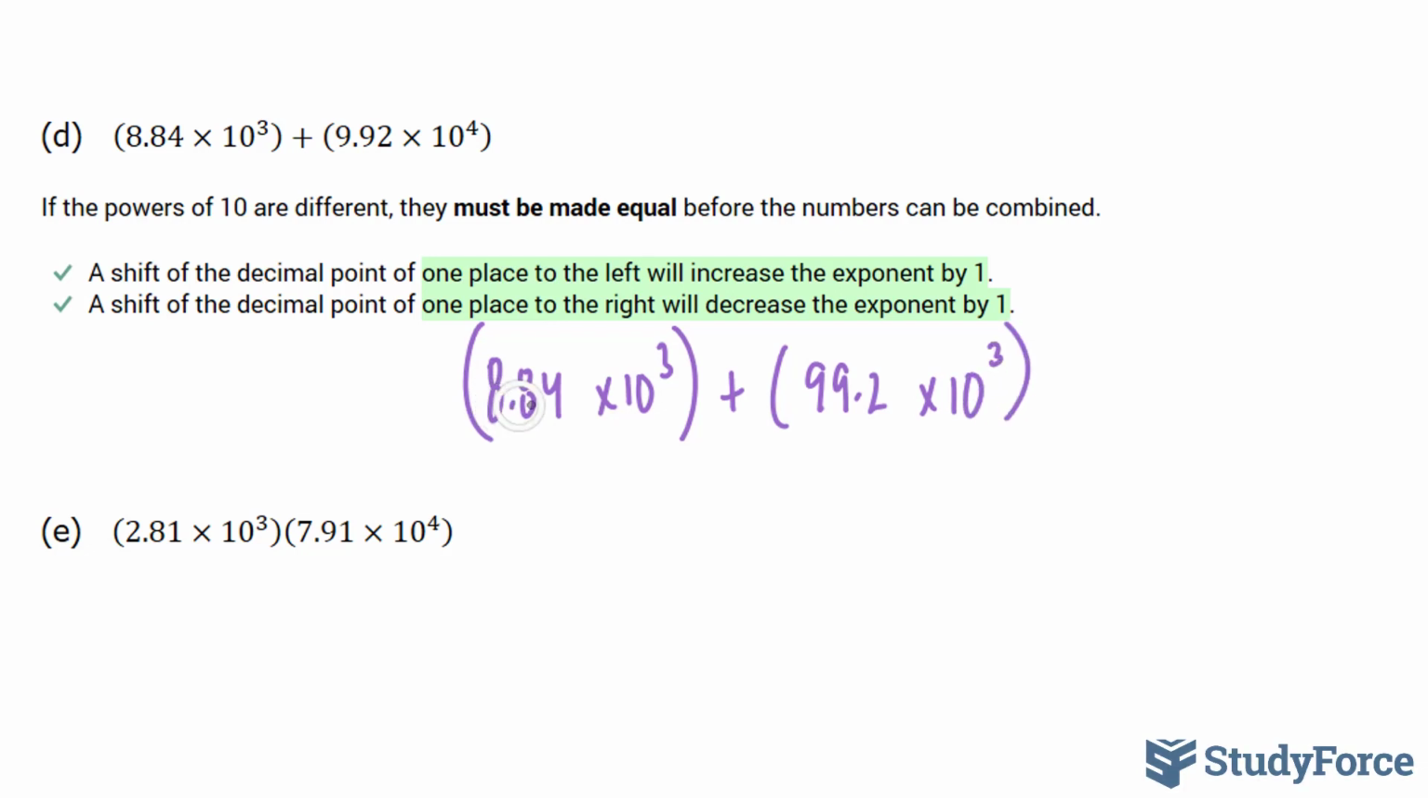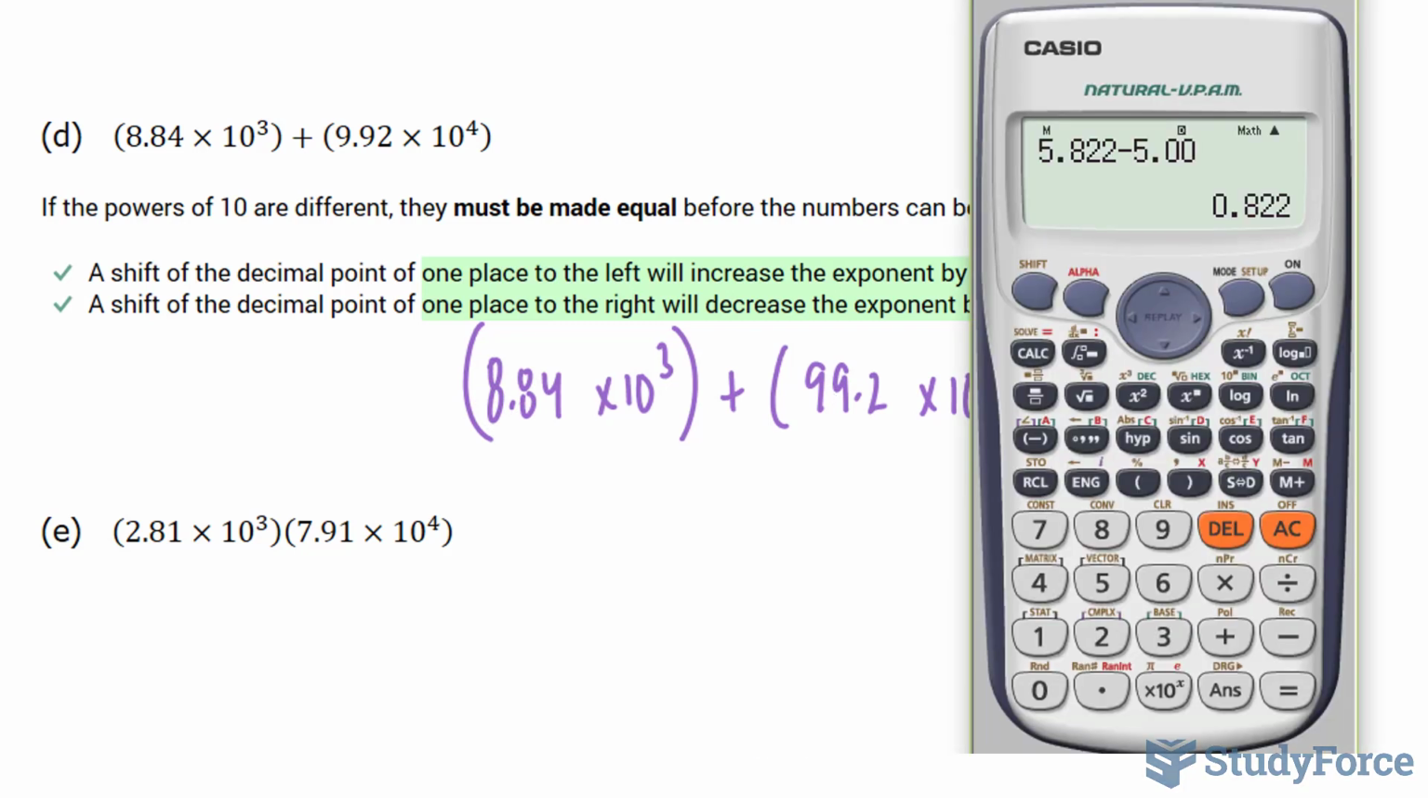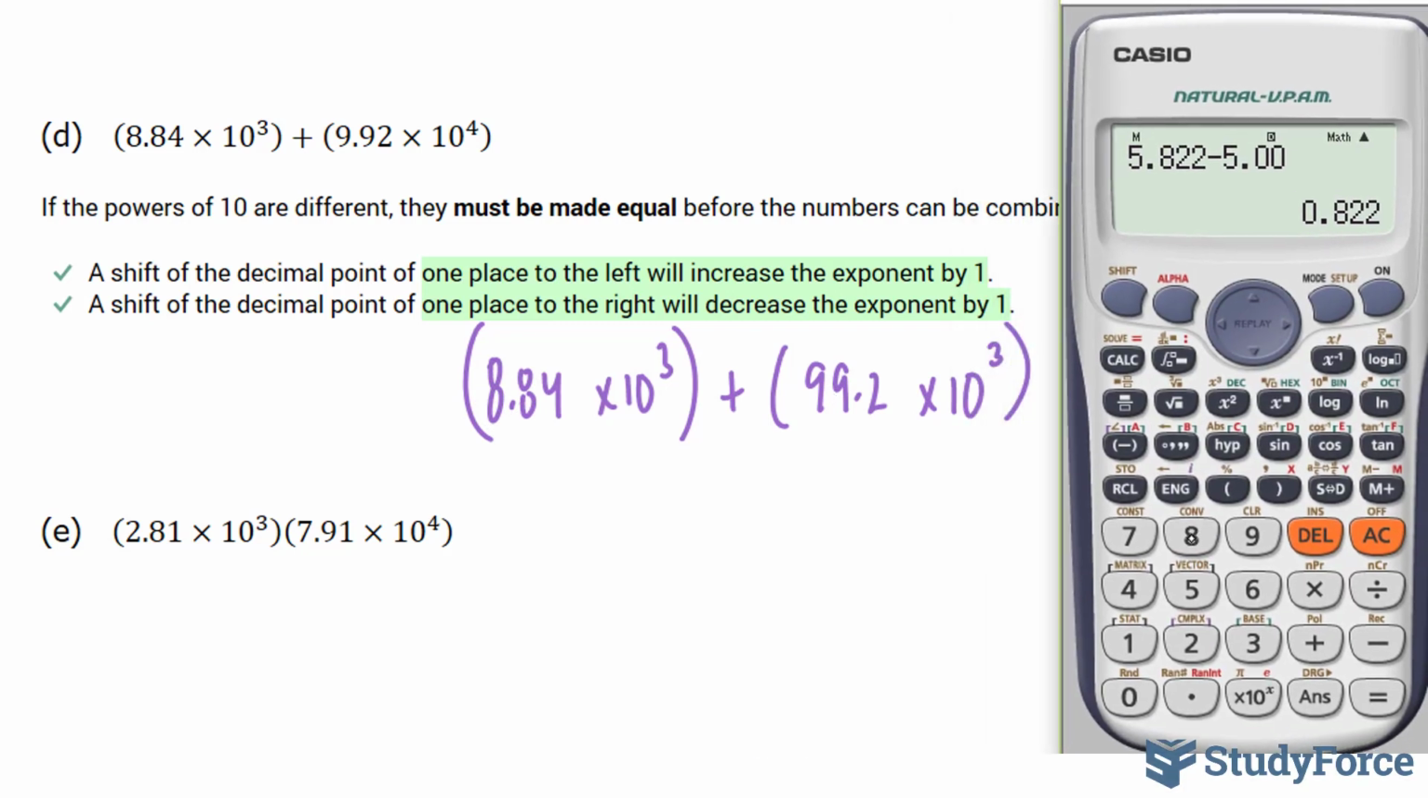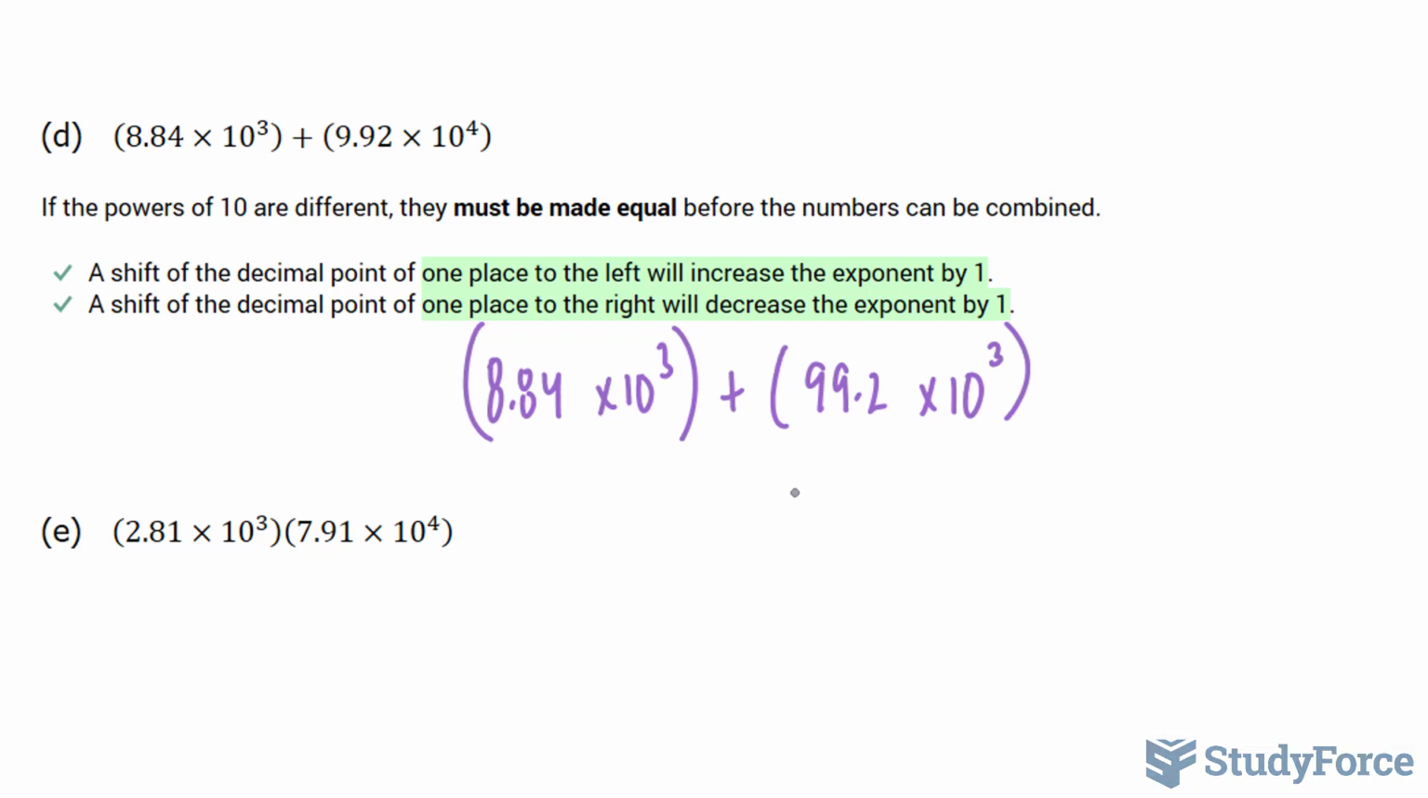And now I can easily add this number and this number together and keep 10 to the power of 3 the same. Let me show you what I mean. 8.84 plus 99.2 gives us an answer of 108.04. 108.04 times 10 to the power of 3. This has to be in scientific notation.